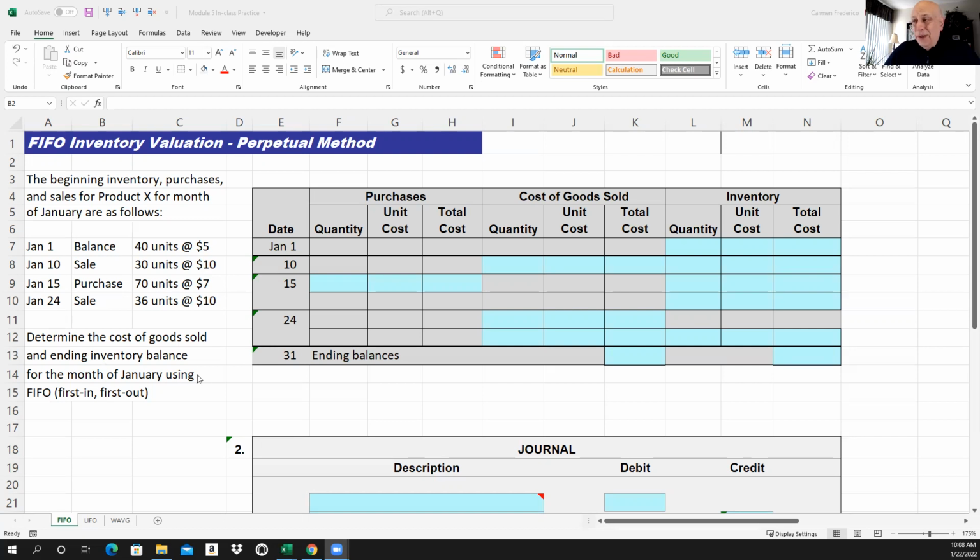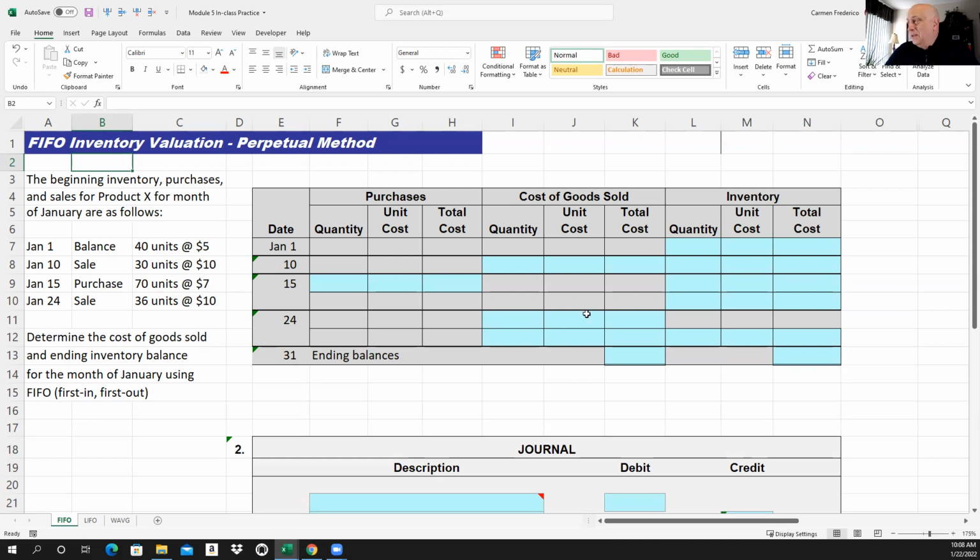Okay, so we're going to determine the cost of goods sold and inventory balance for the month using FIFO, first in, first out. Again, this is an assumption. Companies will use this and they'll stick to it. Once they use FIFO, they'll say that it doesn't matter how the product actually flows out the door, whether the $5 unit ones or the $7 unit ones go out the door first, it doesn't matter. They're going to assume something.